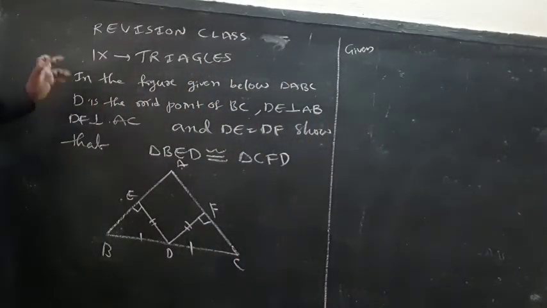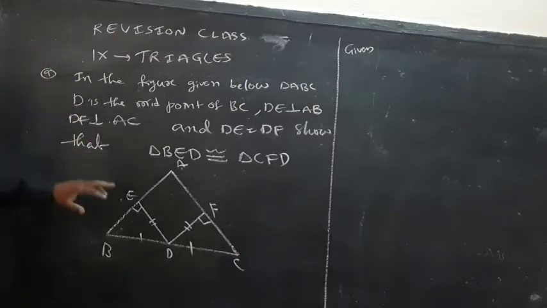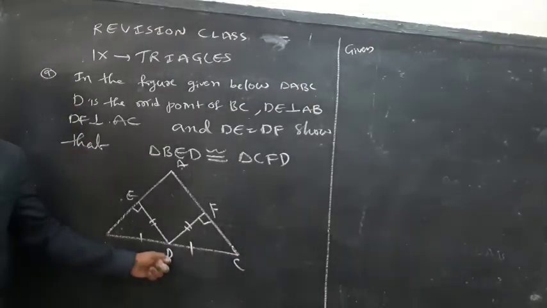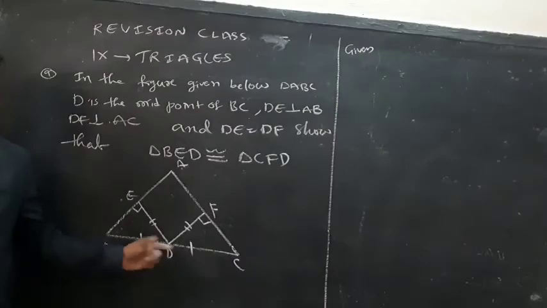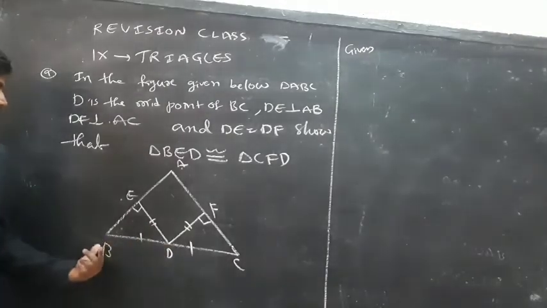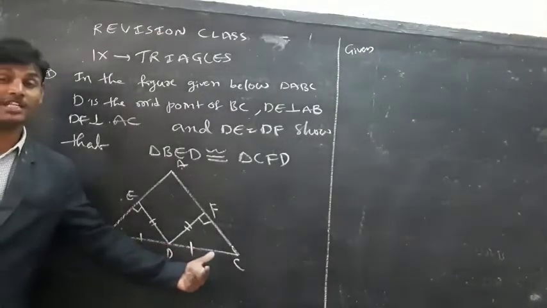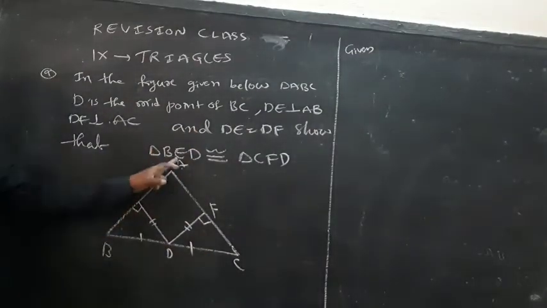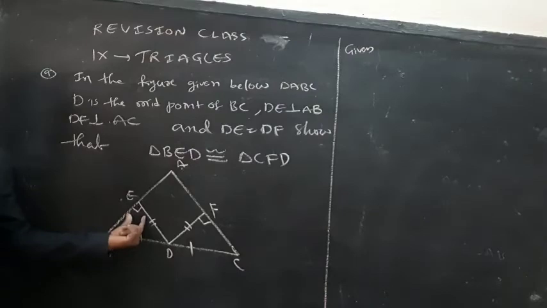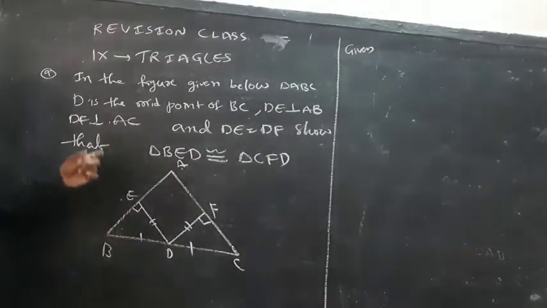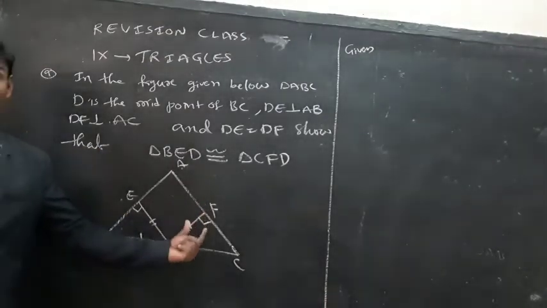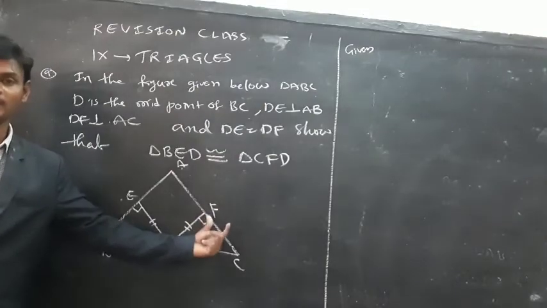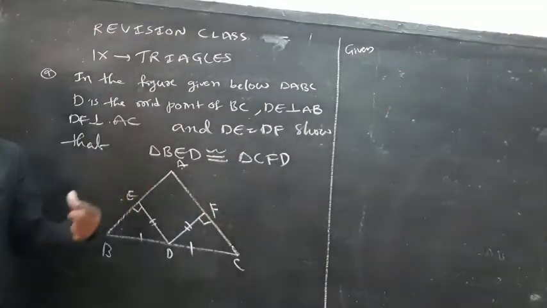In the figure given below, in triangle ABC, D is the midpoint of BC. It means D divides BC into two equal parts. The length of BD and the length of DC both are equal. And also DE is perpendicular to AB, it means it makes 90 degrees. And also DF is perpendicular to AC, it means F maintains a 90 degrees angle.